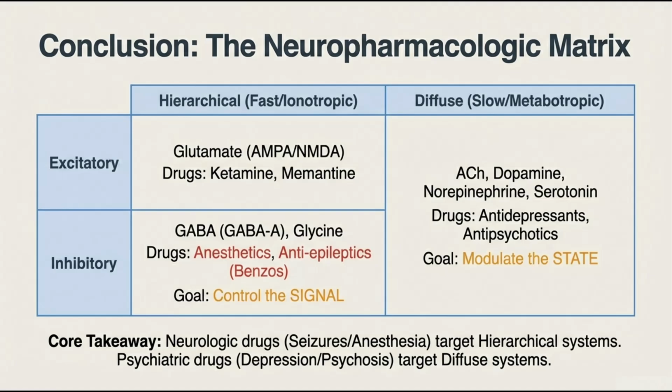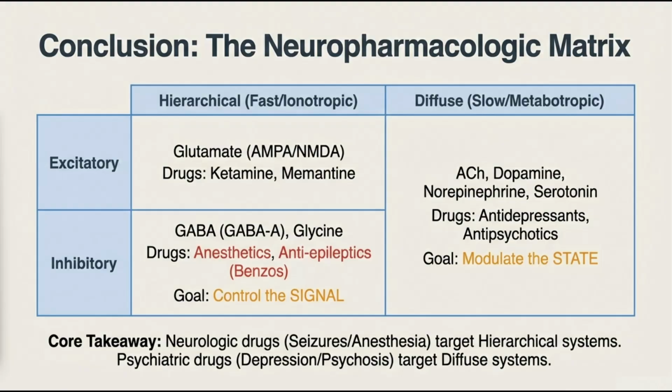That is such a profound and useful distinction. It perfectly explains why we don't treat clinical depression with Valium, which is a GABA drug, or treat epilepsy with Prozac, which is a serotonin drug. You have to match the tool to the system. You have to know if your job is to fix the fundamental wiring or just adjust the volume and the tone. Well, we have successfully unpacked the chemical software of the brain.